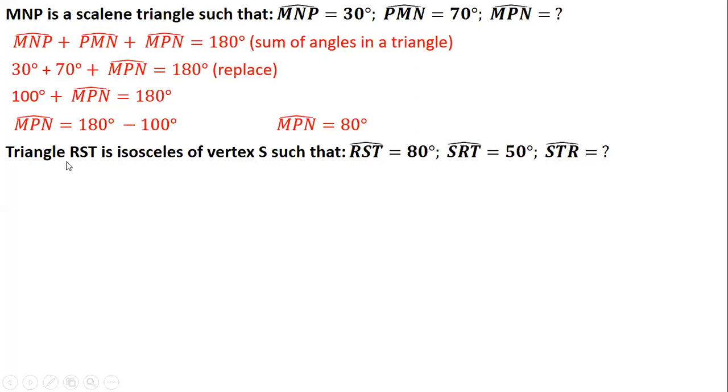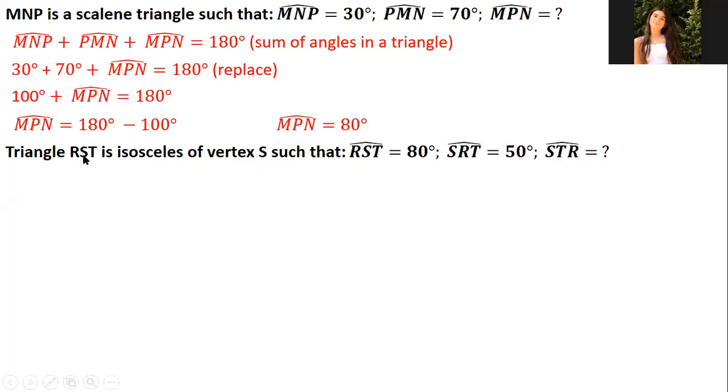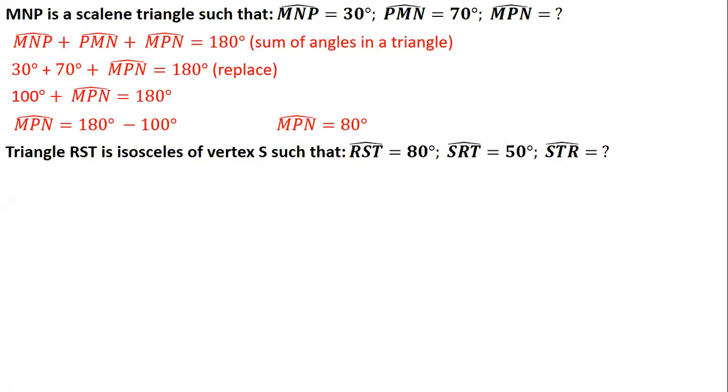Yes. Okay. Triangle RST is isosceles of vertex S, such that angle RST is equal to 80 degrees, angle SRT is equal to 50 degrees, angle STR is missing. Here I read a very important word, which is isosceles. Tell me, Aya, if we're talking about angles, what do we have in an isosceles triangle? 2 equal angles. Okay, if the special vertex is S, then can you name the 2 equal angles, Aya, at vertex R and vertex T? Name the equal angles, please.